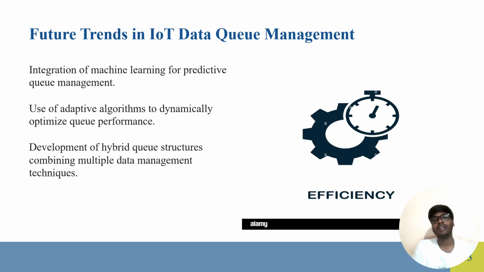Future trends in IoT data queue management: integration of machine learning for predictive queue management, use of adaptive algorithms to dynamically optimize queue performance, and development of hybrid queue structures combining multiple data management techniques. Here are some of the future trends, which are integrating machine learning for predictive queue management, using adaptive algorithms for dynamically optimizing queue performance, and developing hybrid queue structures.